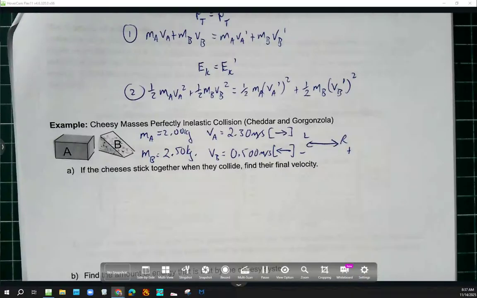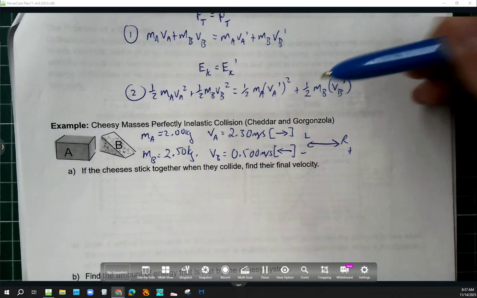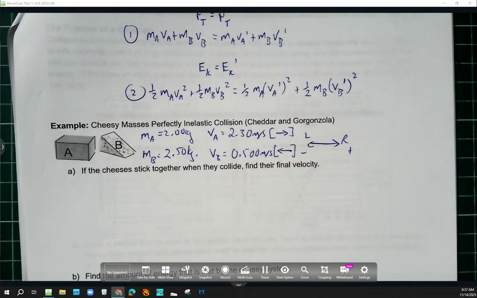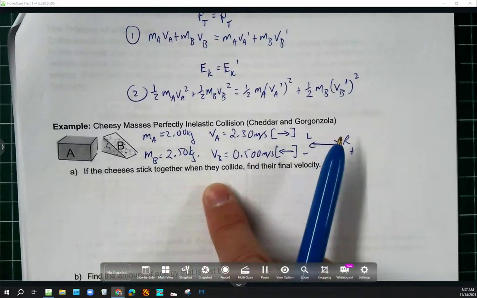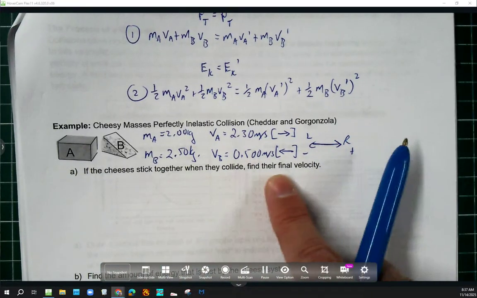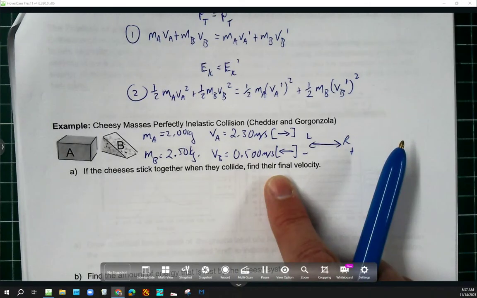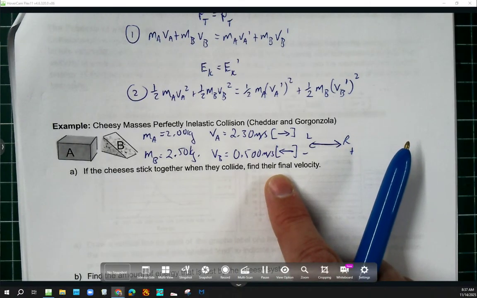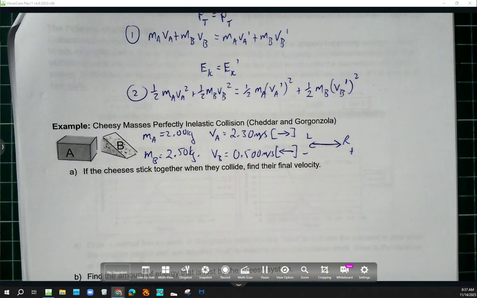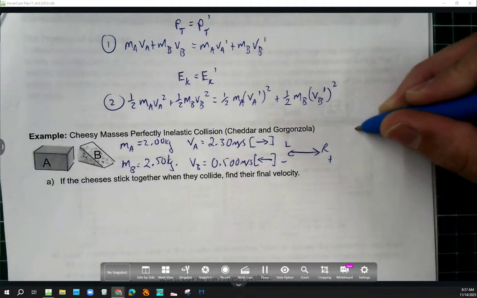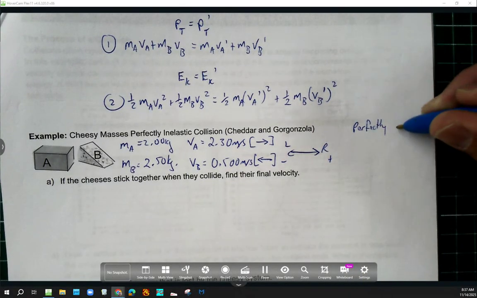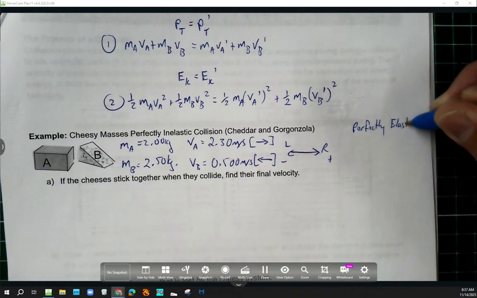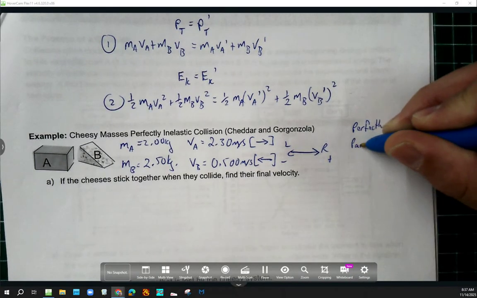Now, I've got a conservation of energy thing going on up here. This is what the equation would be if there was perfect conservation of energy. According to this description, if the cheeses stick together when they collide, what kind of collision is this? There are 3 options, just to remind you. We've got perfectly elastic, we've got, some people are going to call it partially elastic.